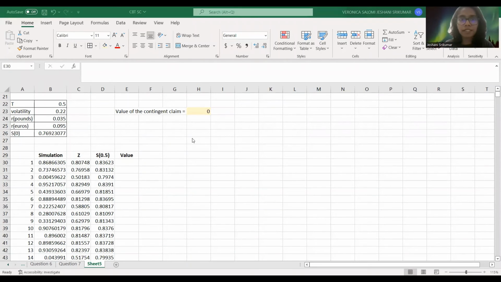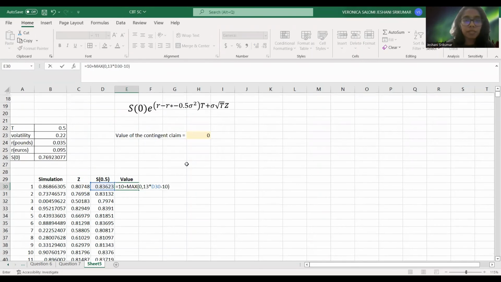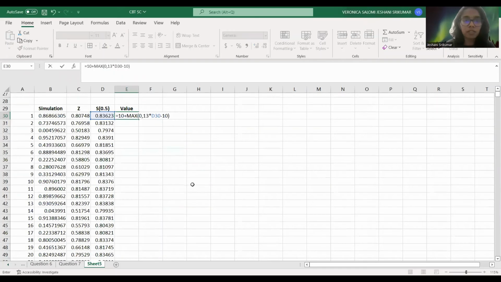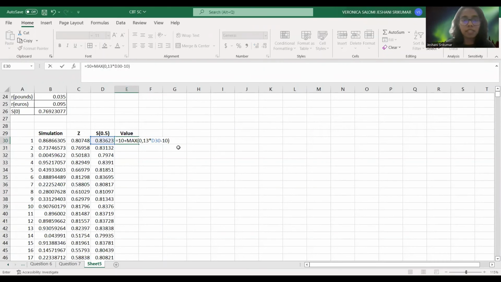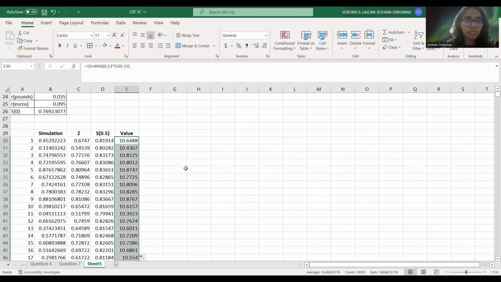In order to find the value, we have to find 10 plus the maximum between 0 and 13 euros into the price minus 10. This is because we have 13 euros over here and 10 pounds. So 13 euros into the price minus 10. We do this for every single one of the 10,000 values.